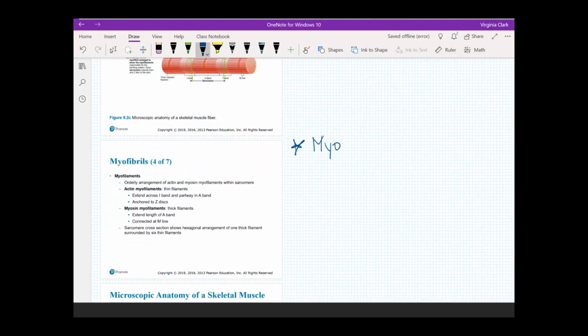We're now going to go into our myofilaments. Remember, our myofibrils are the toothpicks, the rod-like structures. Our myofilaments are what make up our myofibrils. Within our myofilaments, there is a very orderly arrangement of two types. Actin and myosin are found within the sarcomere. So there are two types of myofilaments.